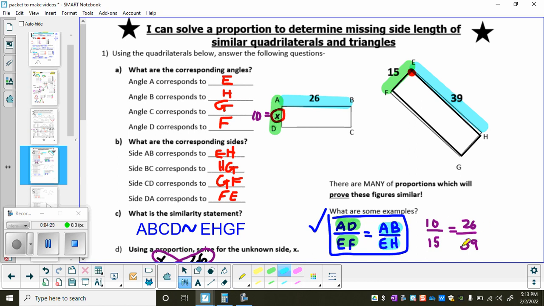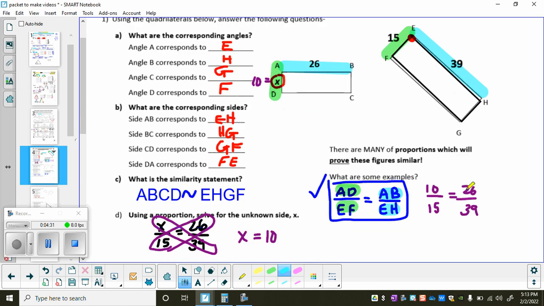And then if you saw numbers in its place, you guys know the way that you can prove that this is a true statement is that if you just, again, multiply this times this, it was a 390. When we multiply 10 times 39, it's a 390. And because those are equal, we know those are proportional. So therefore, yes, these figures are similar.